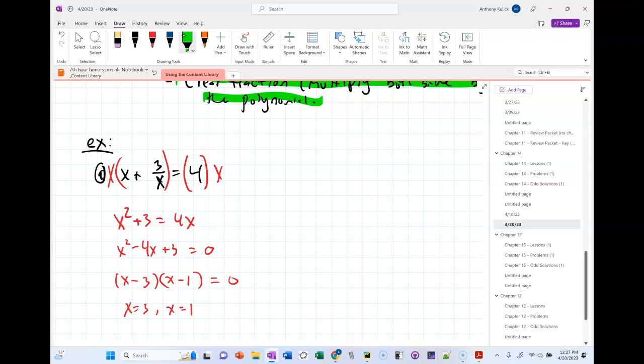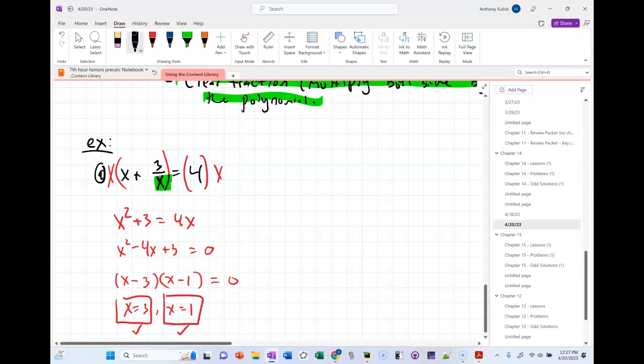Check to see if those are right, check for extraneous solutions. I'm looking to see if I plug 1 or 3 into the denominator, does it cause a 0? Well, no, right? Since the denominator is just x, clearly neither of these are going to make the denominator 0. So both those answers are good. They're keepers. So far, so good.